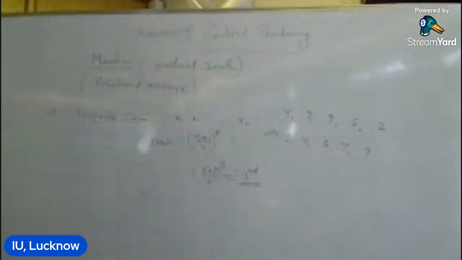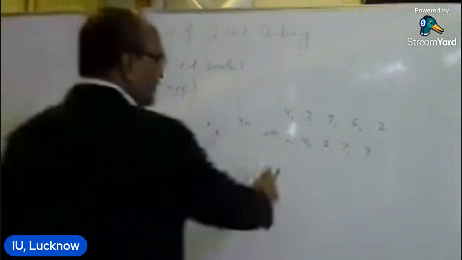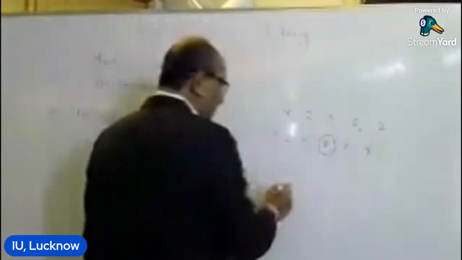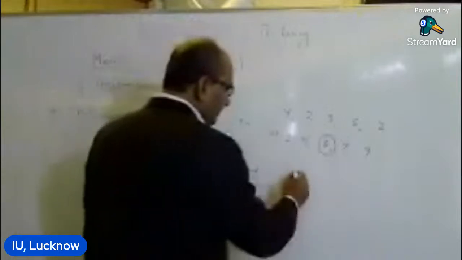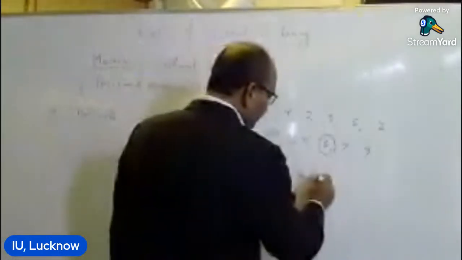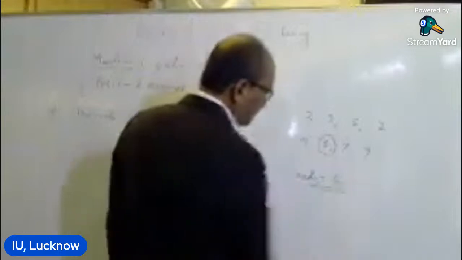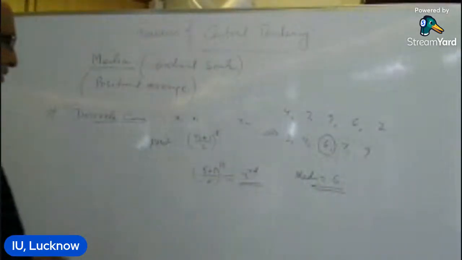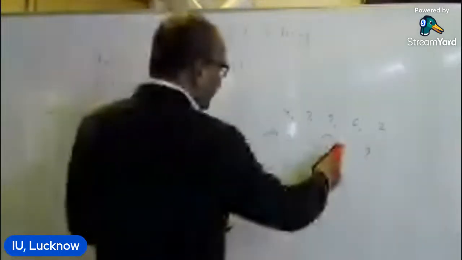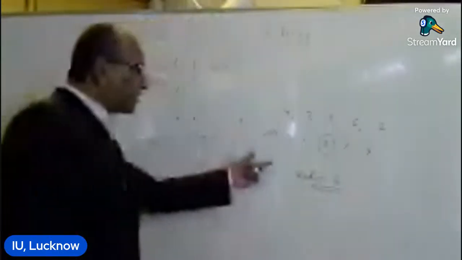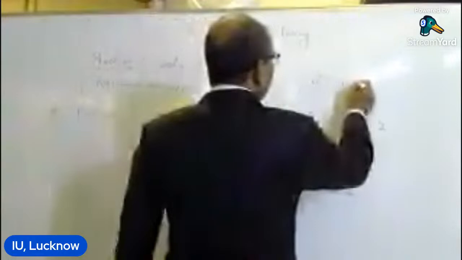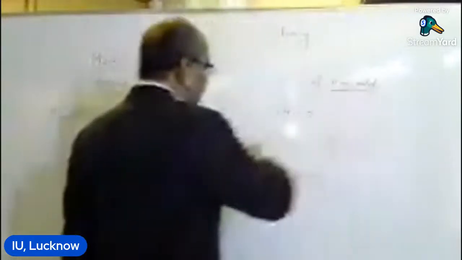And what will be the value? Third position: this is the first, second, third. Third position means this is the third position. And what will be the value of the median? Value of the median is 6. One more thing: if n is odd, then you can use directly this formula. If n is odd, no problem, take n plus 1 by 2.